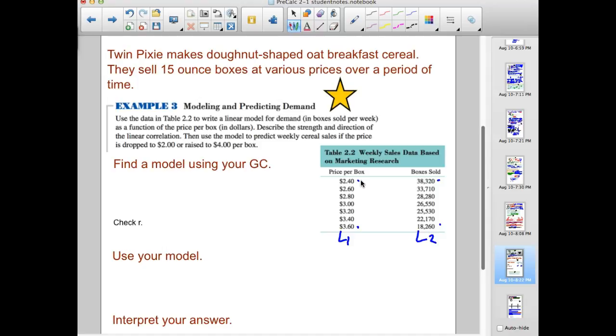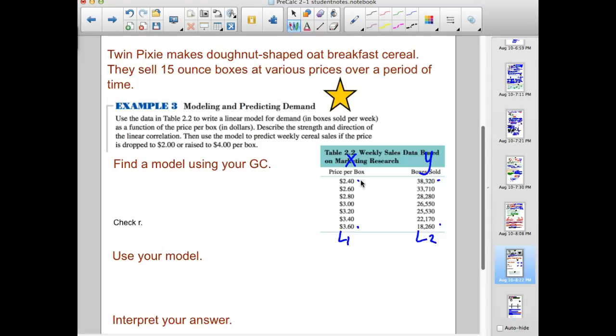It says, use the data in the table to write a linear model for demand in boxes sold per week as a function of the price. That's why we put price in L1 as our x's, and we had boxes sold as our y value. We want to come up with that linear model and then describe the strength and direction of the correlation and use it to predict how many sales we can make if the price is dropped to $2 or raised to $4.